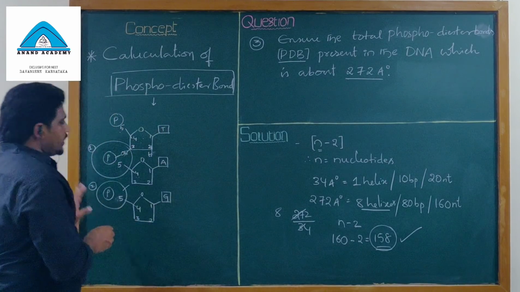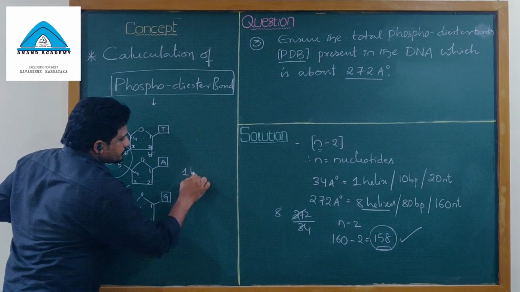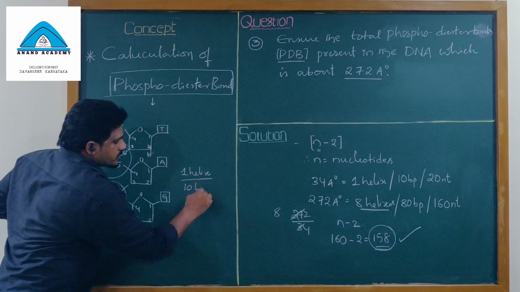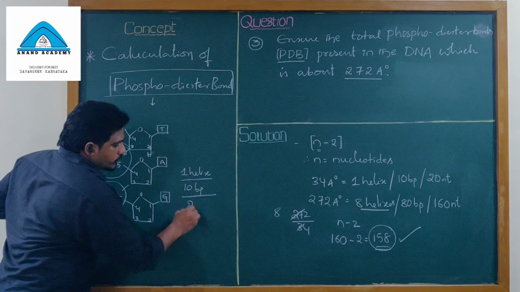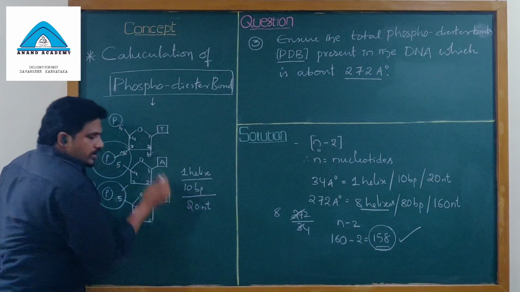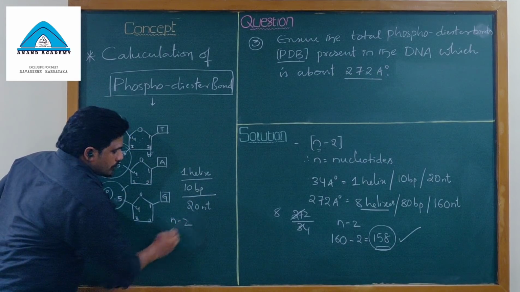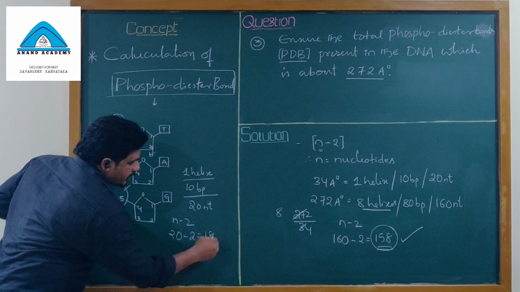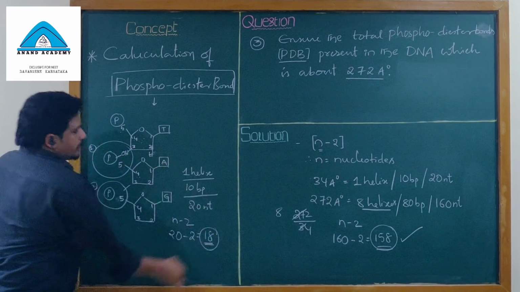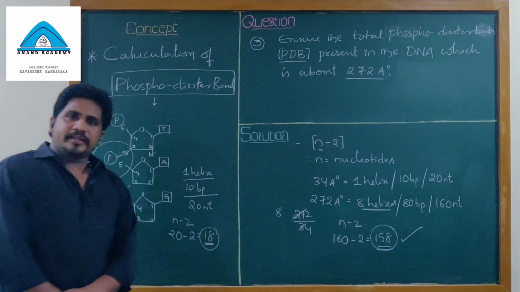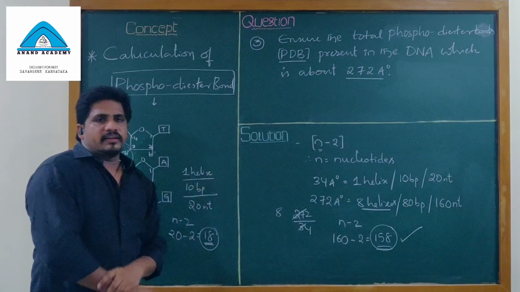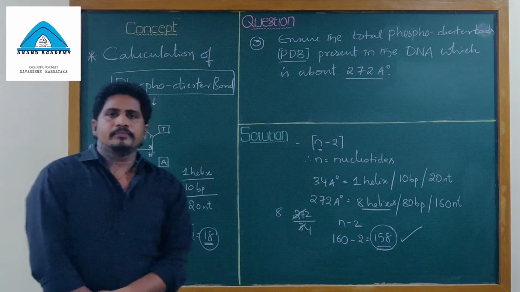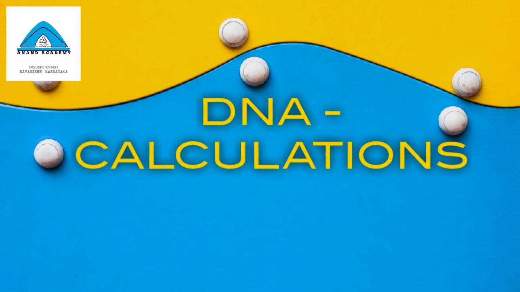So accordingly, for one helix, how many base pairs are there? 10 base pairs are there. How many nucleotides are there? 20 nucleotides are there. According to the formula, N minus 2, N is equal to 20, so 20 minus 2 is 18. So for one helix, 18 phosphodiester bonds are there. Whatever data is given, you just go for the nucleotides and apply the formula N minus 2, and you will get the answer very quickly.